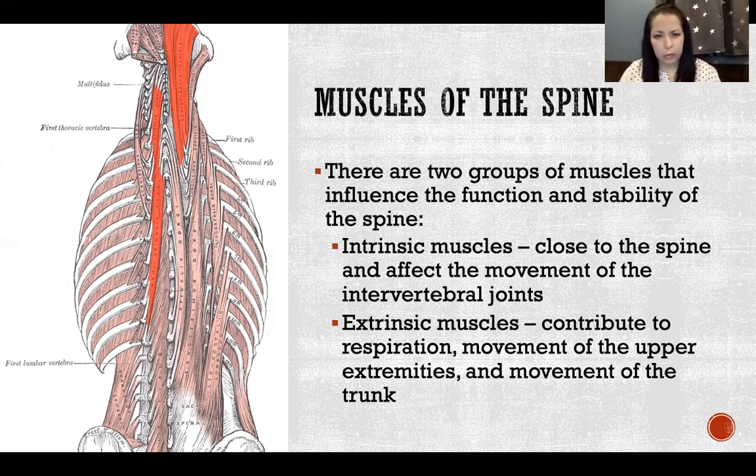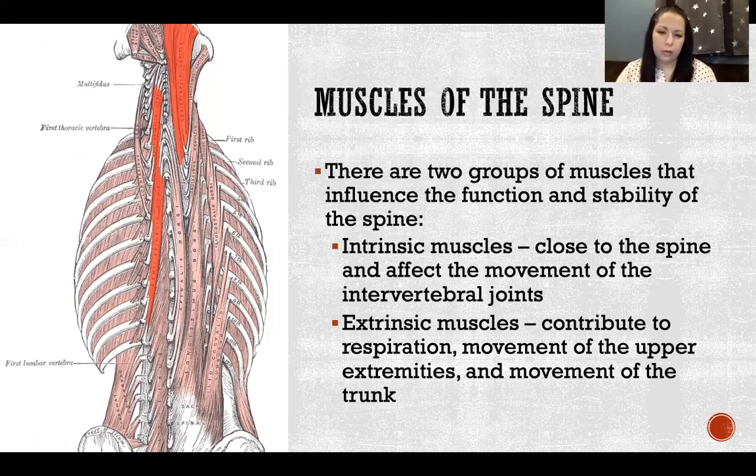Compared to extrinsic muscles, which would be like the wrist flexors and extensors that are coming all the way from the elbow through the forearm into the hand. So if it begins outside of the segment that we're looking at and enters into that segment, attaches there, it would be extrinsic. And if it's contained completely within the segment, it would be intrinsic. So when we're looking at the spine, the intrinsic muscles are the ones that are close to the spine and affect the movement of the intervertebral joints, but they're staying in the trunk. They're not going out to the extremities.